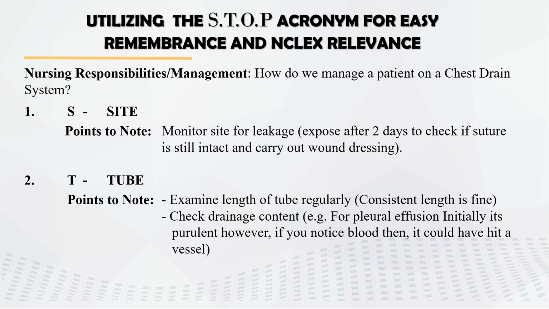Secondly, on the tube, we have to check the drainage contents. Okay, if it is pleural effusion initially, we'll see that the fluid from the chest is purulent. However, after some time, it becomes less purulent, and then if you notice blood, then it could be that the tube has hit a vessel. If there is blood drain instead of purulent, then it means that there is a dislodgement, and it means that the tube may have hit a vessel, and we have to report that.